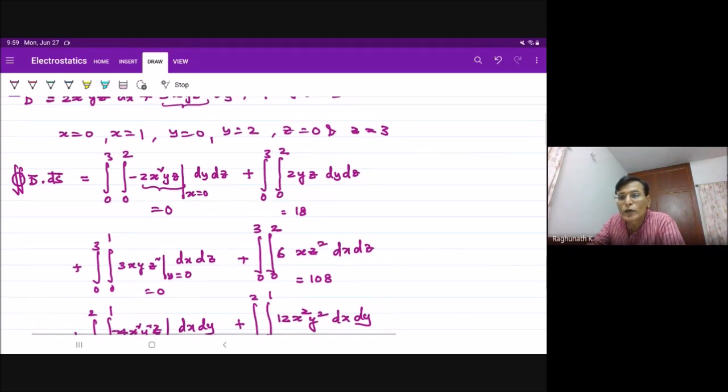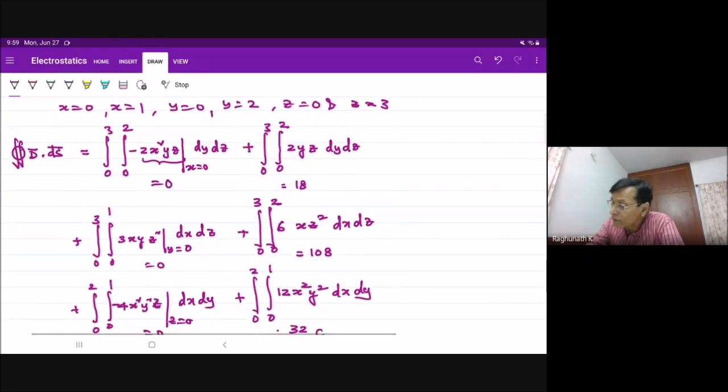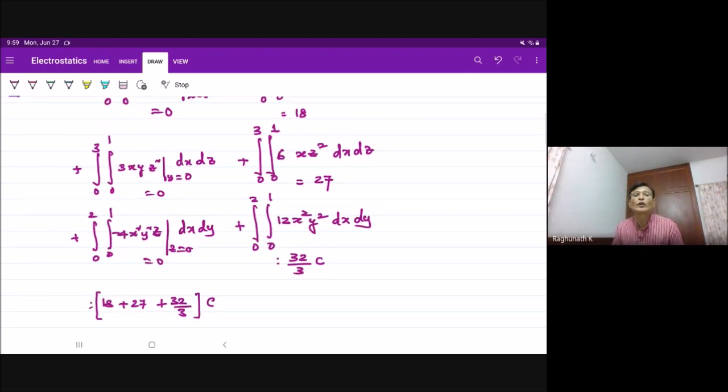Fourth term: xz squared, 0 to 1, 0 to 3. So it is 3 into 9, 27. Very good. X limits are 0 to 1. Z limits are 0 to 3.